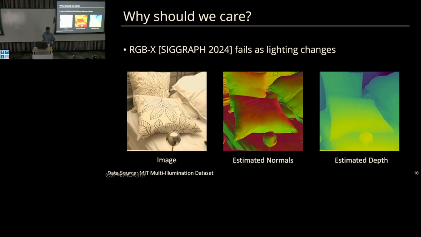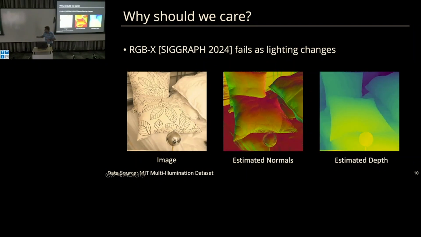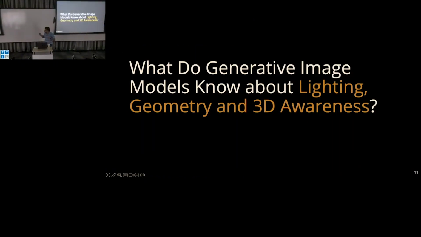So the question I want to ask is, the generative models that I showed you earlier seem to capture this complex lighting phenomena, but the state-of-the-art models don't seem to understand lighting. So what do these generative models know about all this lighting, geometry, and 3D awareness? This is a broad question that I want to ask.